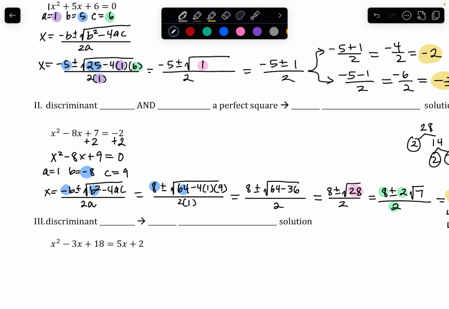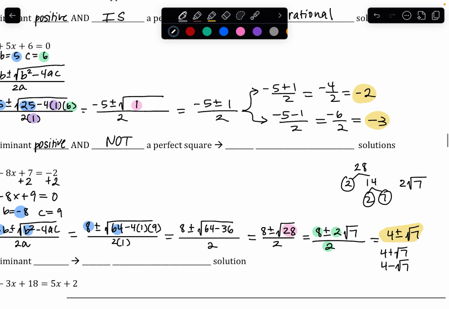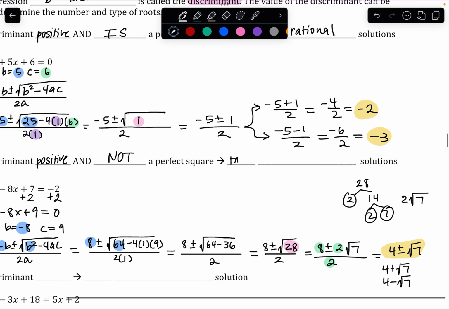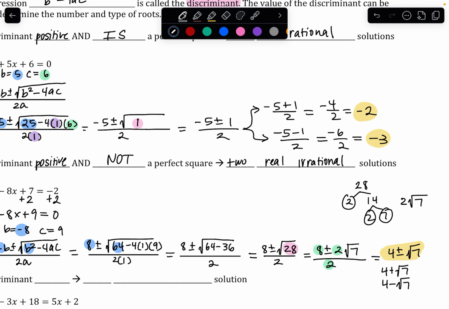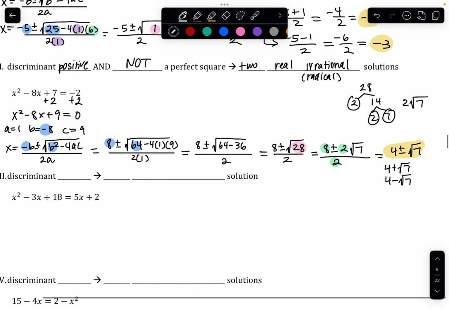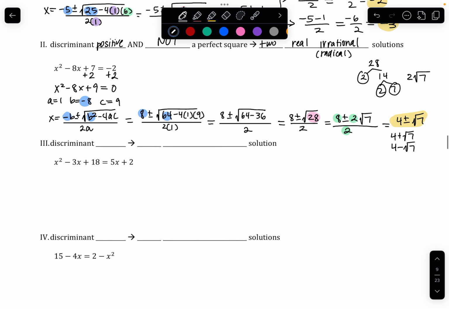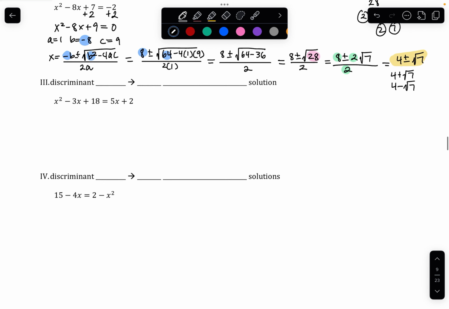And so whenever your discriminant is still positive, but not a perfect square, you're going to end up with 2. They're still going to be real, not imaginary, but they're going to be irrational. They're going to have a radical involved. Okay, and so anytime you see the word irrational, that means radical. You're going to see a radical in there, a square root. Okay, we have 2 more cases.